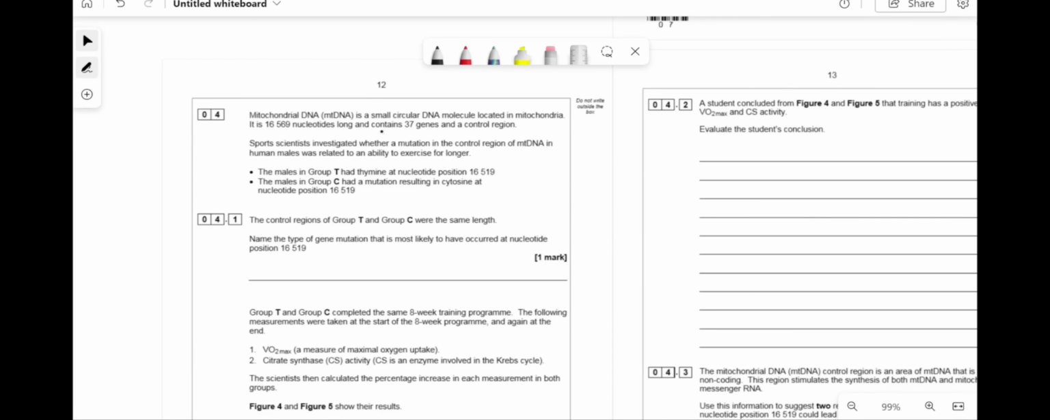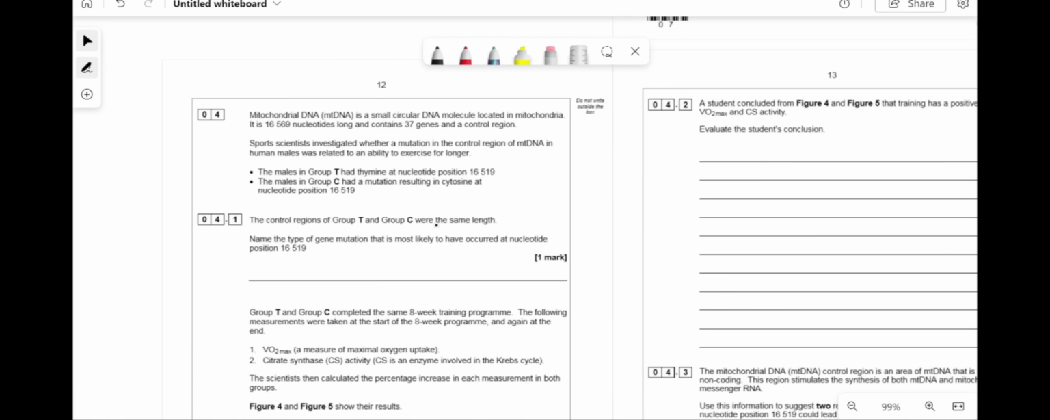Mitochondrial DNA, mtDNA, is small circular DNA found in mitochondria. It is 16,569 nucleotides long and contains 37 genes in a control region. Sports scientists investigate whether a mutation in the control region of mtDNA in human males is related to the ability of being able to exercise for longer. So the males in group T had a thymine at nucleotide position 16,519. The males in group C had a mutation resulting in cytosine instead. So the control regions of T and C were the same length.